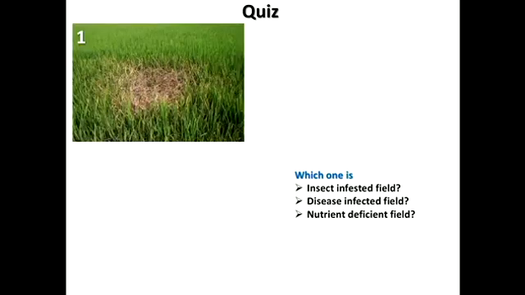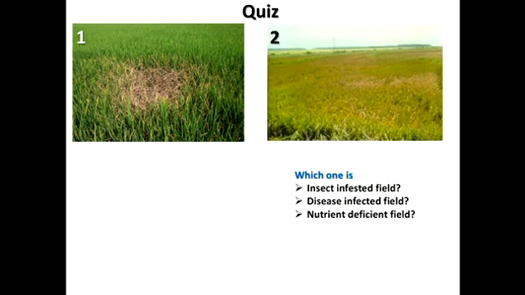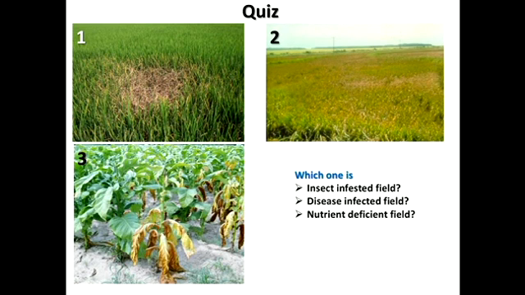So there are 3 questions. If you write it down, or I'll tell you after showing that slide. What is this? Number 1. Number 2. Number 3. Now you can differentiate. Which is what? What is number 3? Disease, right? Number 2? Nutrient, yes. And number 1, insect.